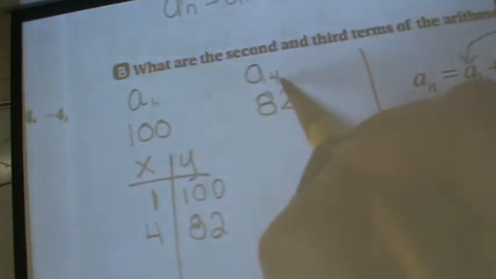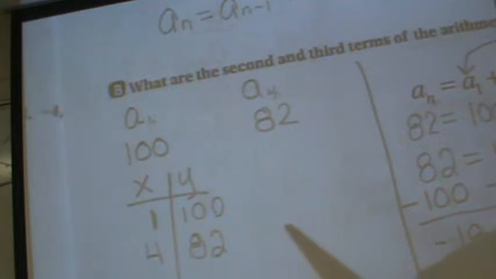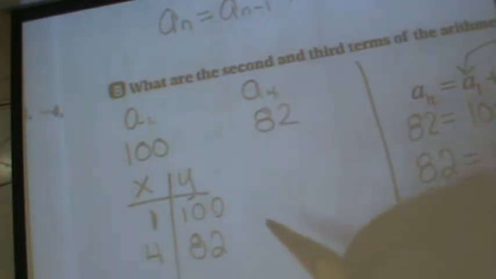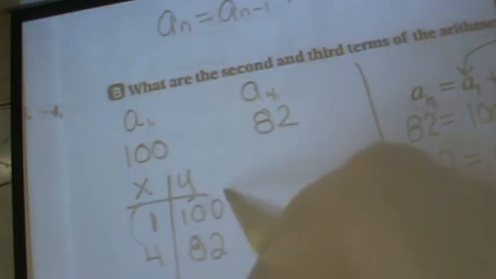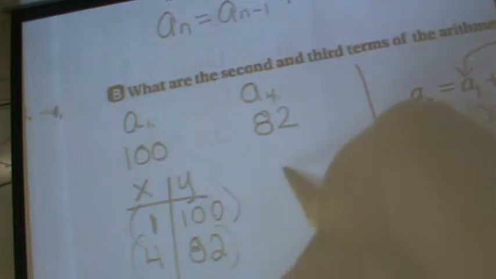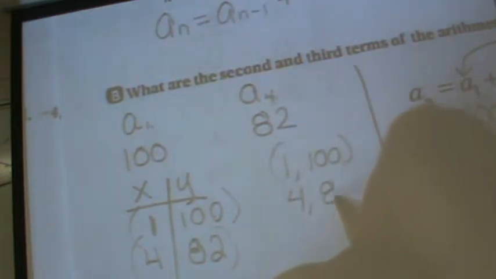So the first term is 100, and the 4th term is 82. And Michaela told us something really important. She said that the relationship is linear. Do you remember? What did you learn? How to find what this piece is: 1, 100, 4, 82. What is this?